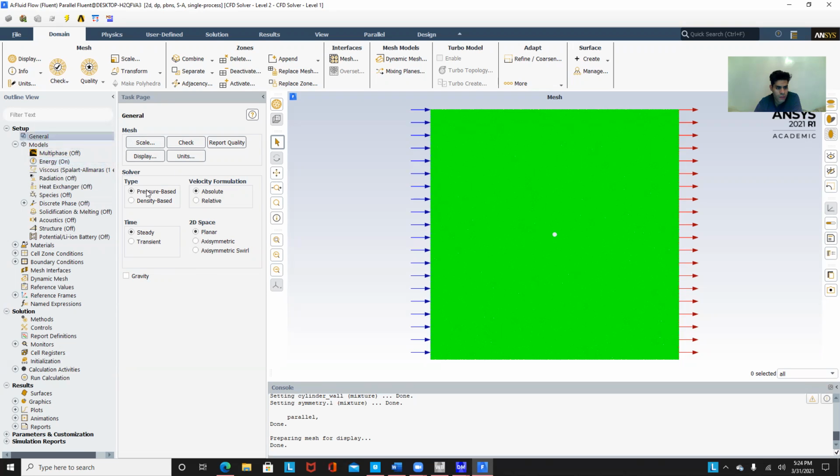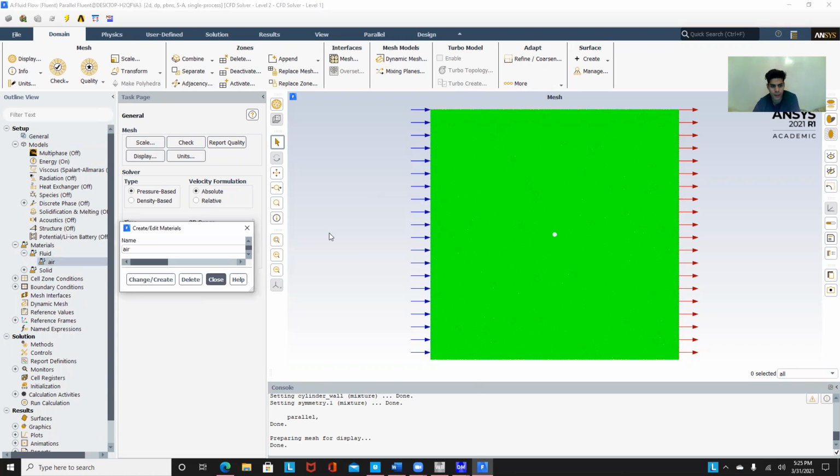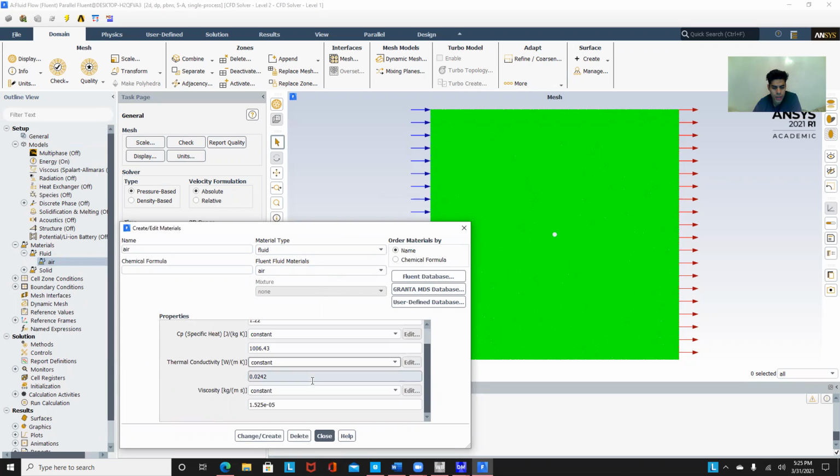And for general, I have the type here. It's pressure-based and the velocity formulation is absolute, not relative. The time is steady, not transient, so it's a steady-state. My radiation, heat exchanger, and species are all off. And then we're going to go to the material part. So for the fluid, we're working with air.